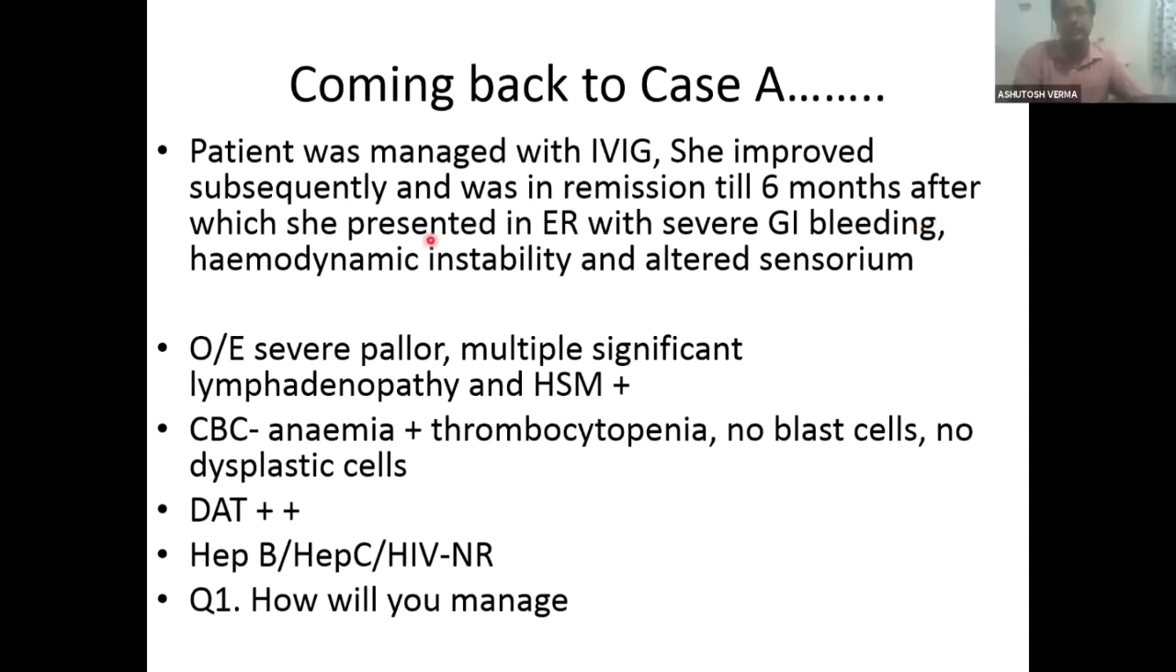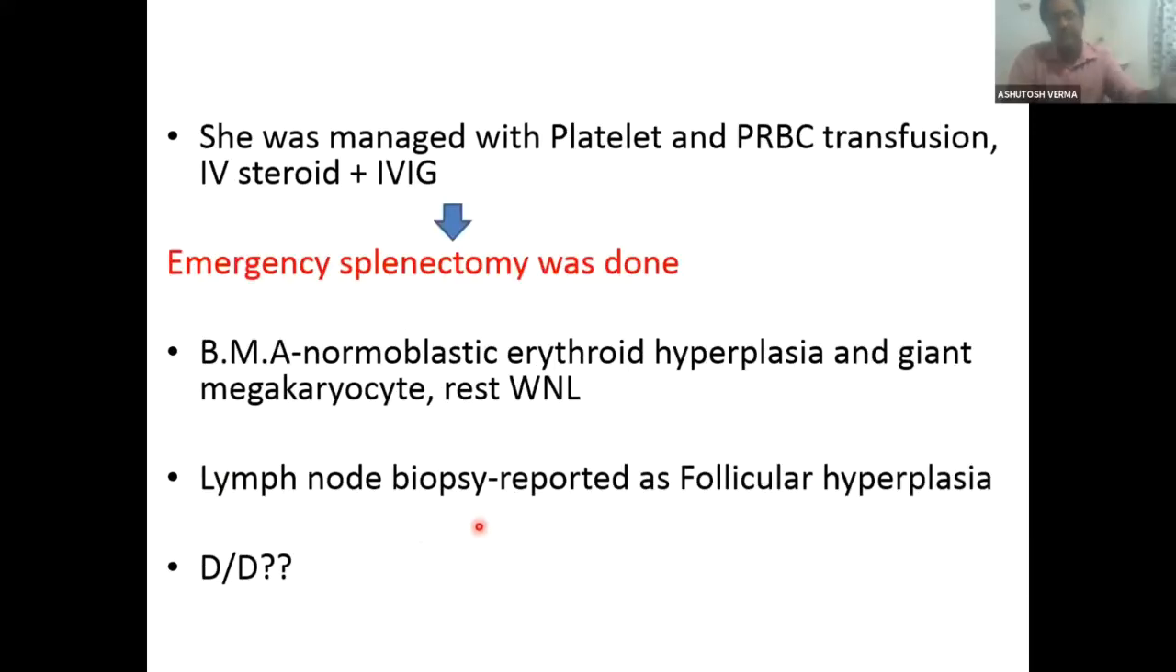After that, she again presented in the emergency room with severe GI bleeding, with hemodynamic instability and altered sensorium. At this time, she had severe pallor, multiple significant lymphadenopathy, and hepatosplenomegaly. The CBC showed anemia and thrombocytopenia, but there were no blast cells, no dysplastic cells, and the direct antiglobulin test was positive. So now, how will you manage? As this is an emergency.